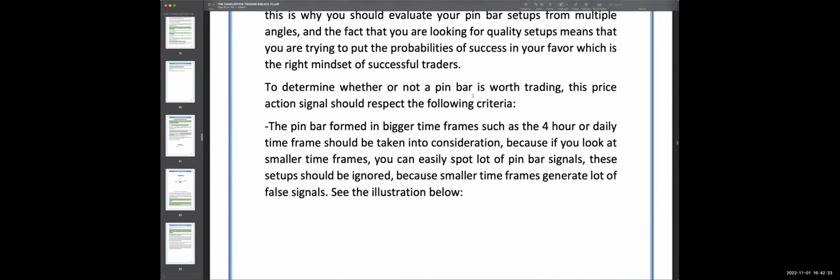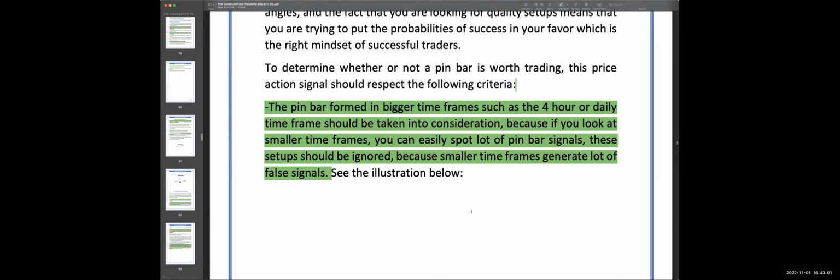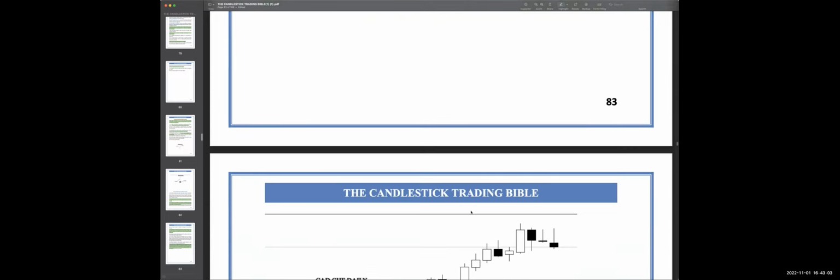To determine whether or not a pin bar is worth trading, this price action signal should respect the following criteria. The pin bar formed in bigger time frames, such as the 4 hour or the daily time frame, should be taken into consideration, because if you look at smaller time frames, you can easily spot a lot of pin bar signals. These setups should be ignored because smaller time frames generate a lot of false signals. Let's check the illustration below.